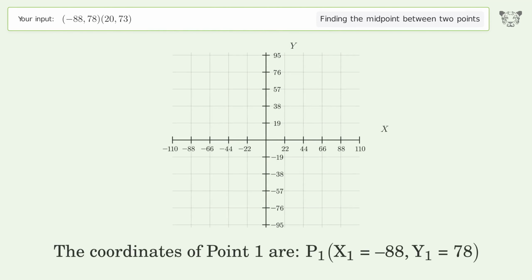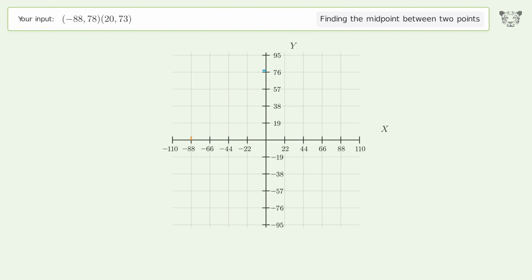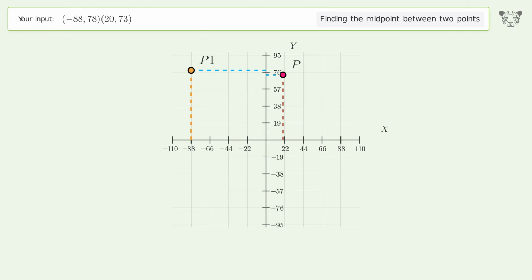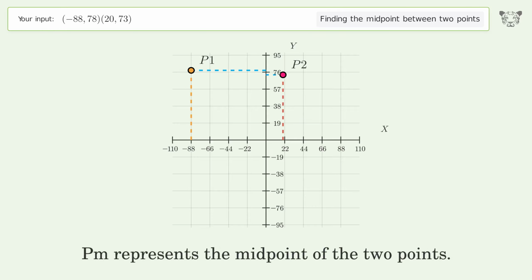The coordinates of point 1 are x1 equals negative 88, y1 equals 78. The coordinates of point 2 are x2 equals 20, y2 equals 73. PM represents the midpoint of the 2 points.